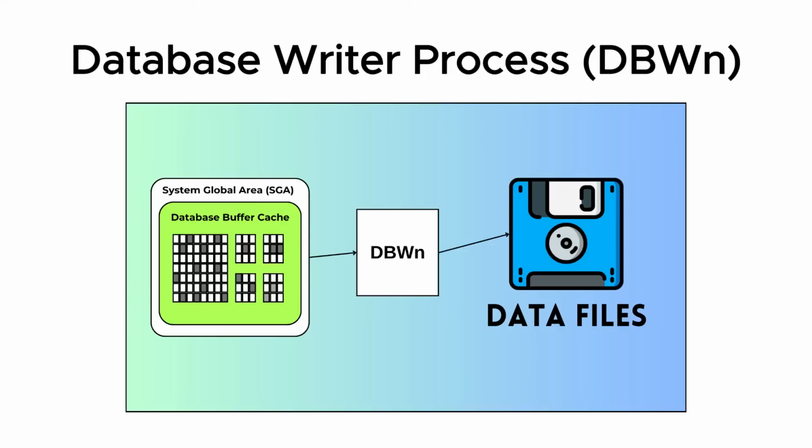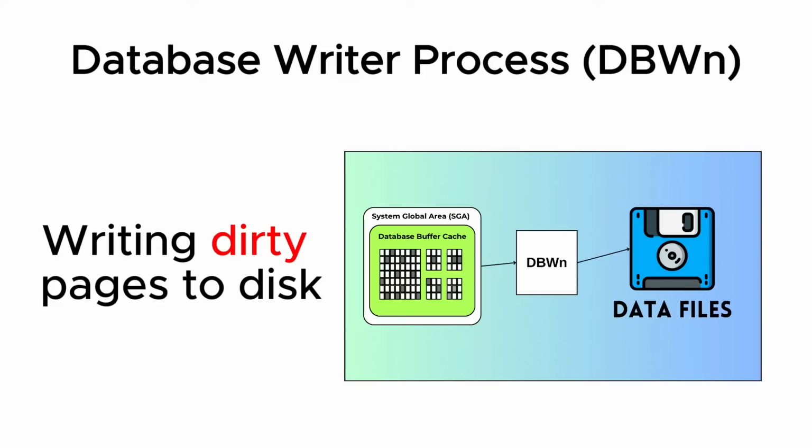In summary, database writer is used for two purposes. The first is to write the changed pages in the cache to disk. The second is to write to disk the pages that are in the cache but have not been used for a long time. So when does the database writer process run?